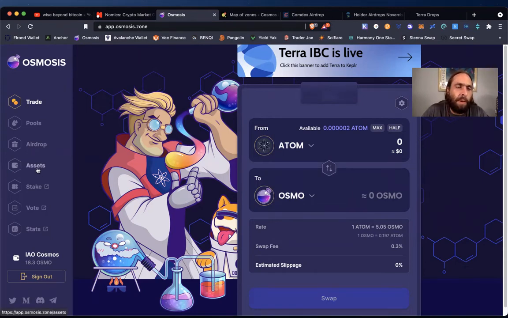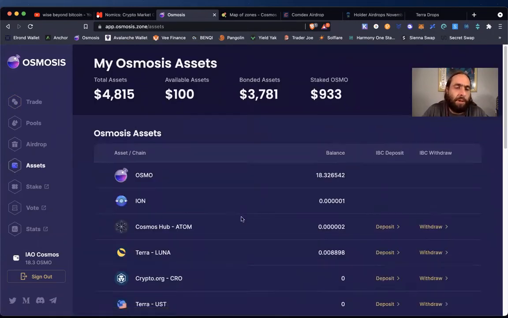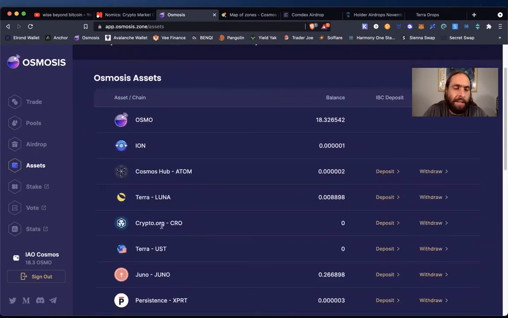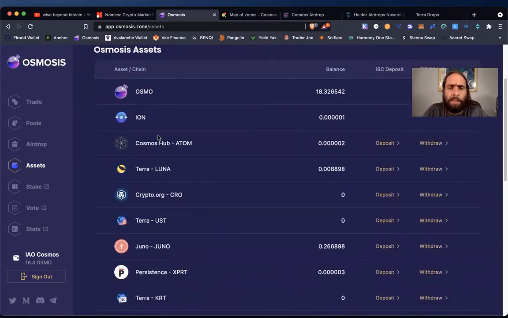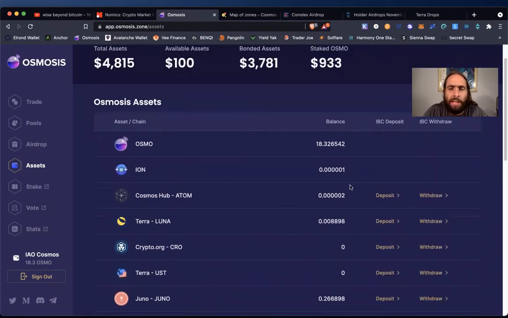How can you get involved? Well, there are many ways to get Cosmos, Atom token, or Terra Luna, or crypto.org. If you go through that centralized way, there's KuCoin for Atom or Luna. There are many other exchanges. If you have Coinbase, as you can see, you can deposit your Atom directly.